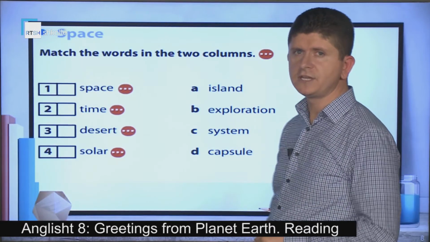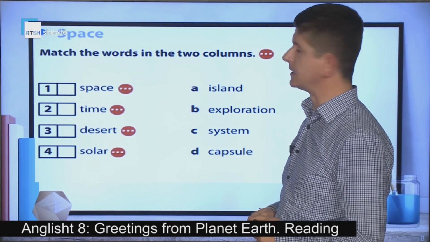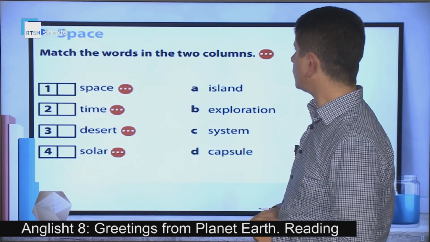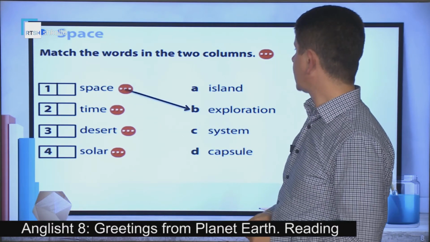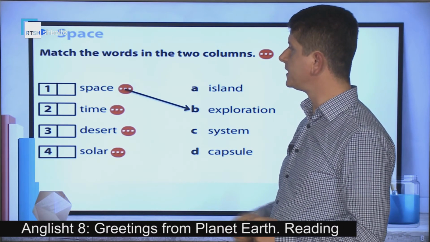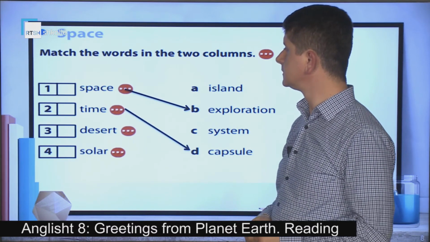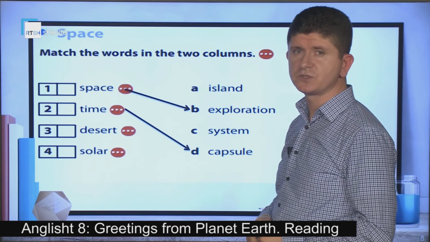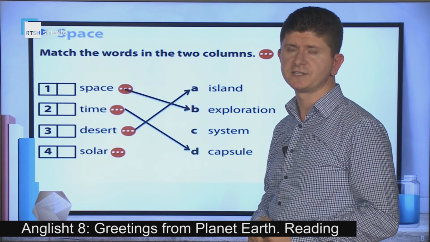Let's move on. Here we have some collocations or compound nouns. Let's match them. The first one is space, and we already learned it. It is space exploration. The second one is time capsule. The third one, desert. We said desert island. And the last one, solar system.